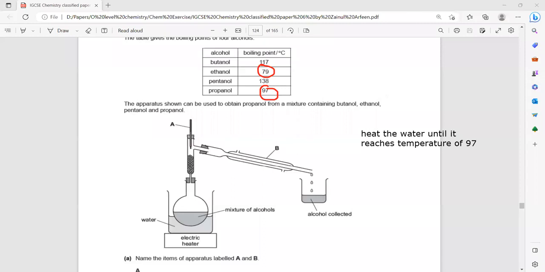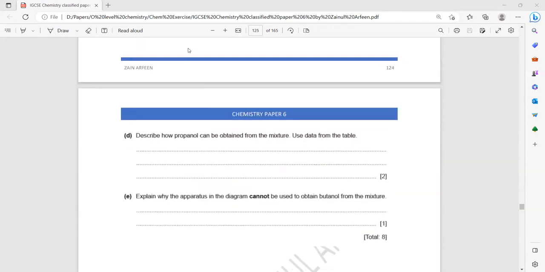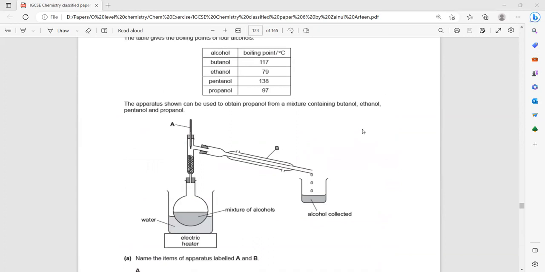The mark distribution is: 1 mark is for mentioning heat to remove the alcohol, that is, supply heat energy and remove ethanol. Because it boils at 79, once the temperature is 79, first we collect ethanol. Then once the temperature starts to rise, we change the beaker and continue until we reach 97, and at 97 we collect propanol. You have to mention both of them. Next: explain why the apparatus in the diagram cannot be used to obtain butanol from a mixture. From this table, you can identify.